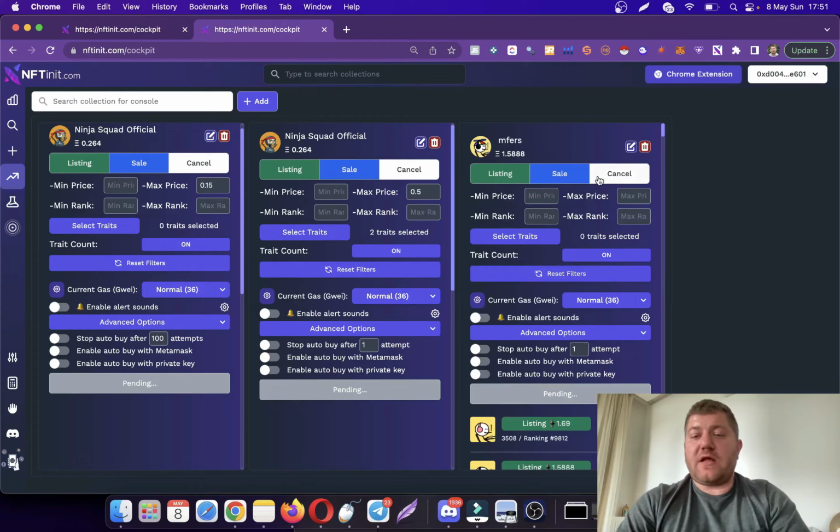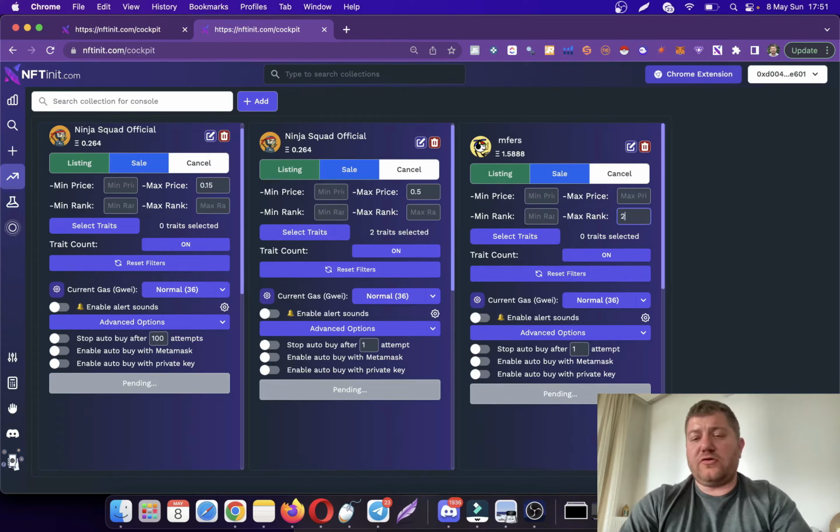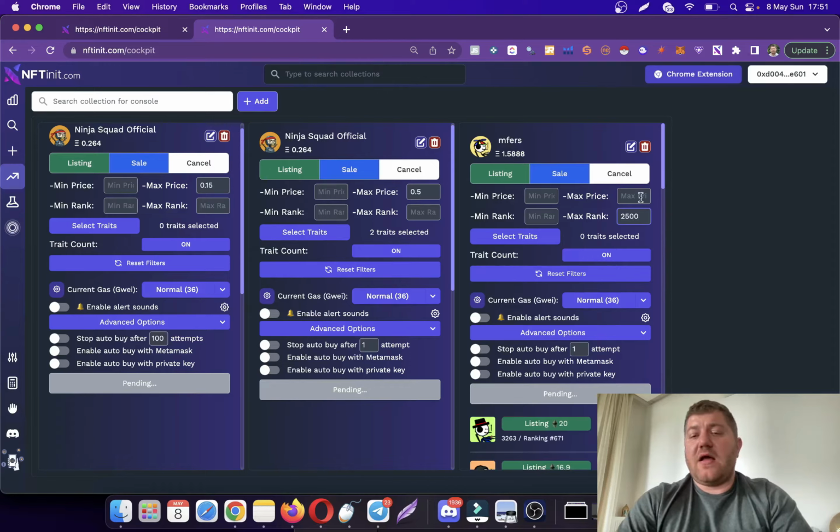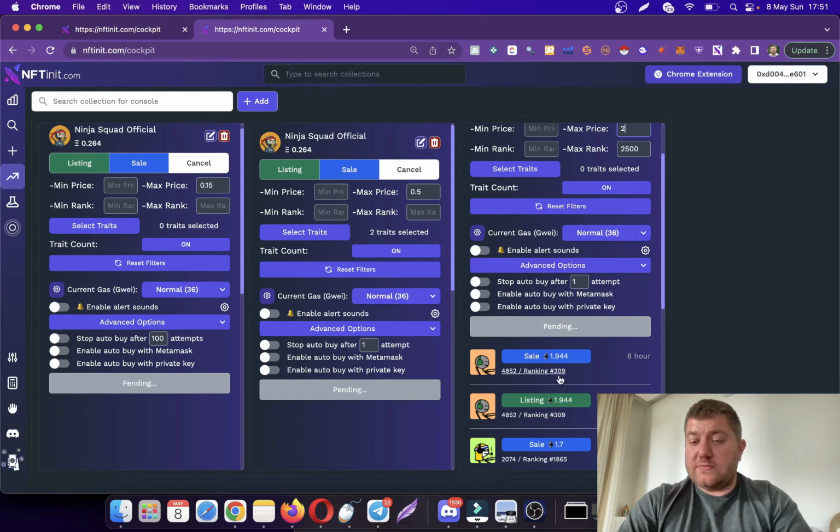For Muffers, I am looking for something rare, probably in the first 2500, and I am willing to pay up to 2 Ethereum. So actually there was one. It is actually a pretty good one. I bet this got sold quite fast.